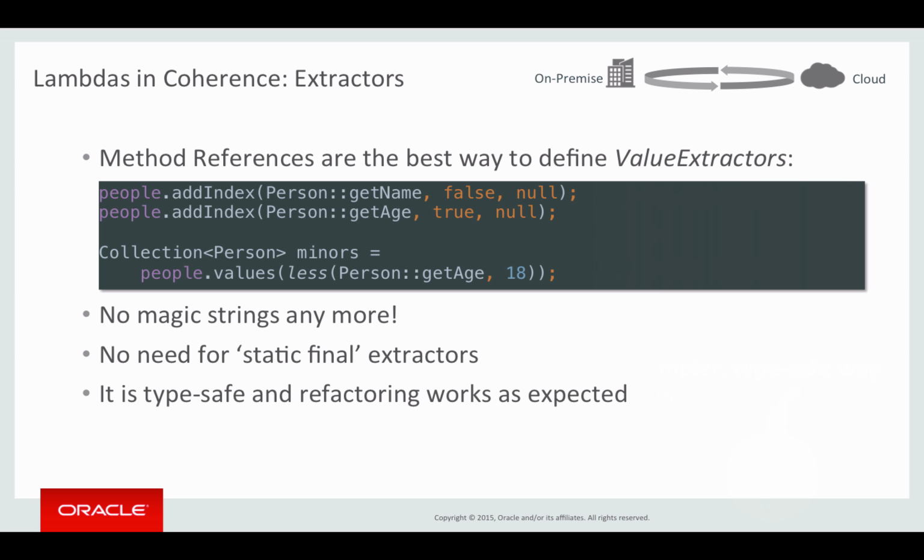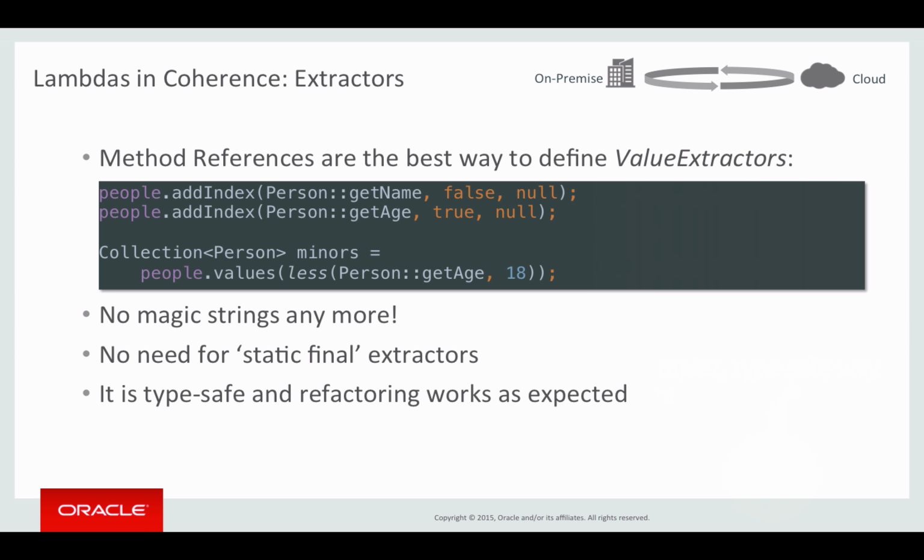In the example above, if I specified something other than an integer as an argument to the less method, the compiler would complain, as it knows that the person_getAge method returns an integer. Two, these things can now be easily refactored by your IDE. If you change a property name in the Person class, all references to it will change as well.